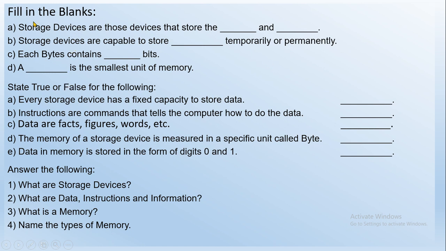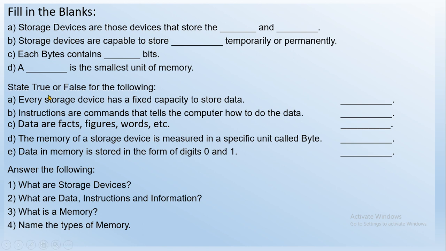First, there is fill in the blanks. A, storage devices are those devices that can store the dash and dash. B, storage devices are capable to store dash temporarily or permanently. Each byte contains dash bits. A dash is the smallest unit of the memory. Okay, so this is the fill in the blanks.